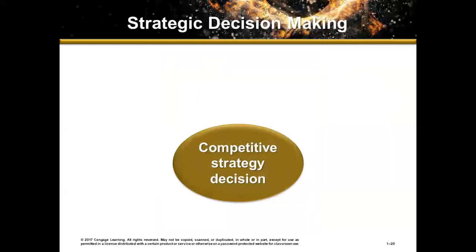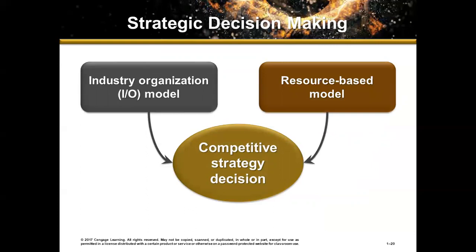Strategic decision making. For a firm to be competitive, it has to make competitive strategy decisions. The firm can choose to make use of the industry organization or IO model or that of the resource-based model.